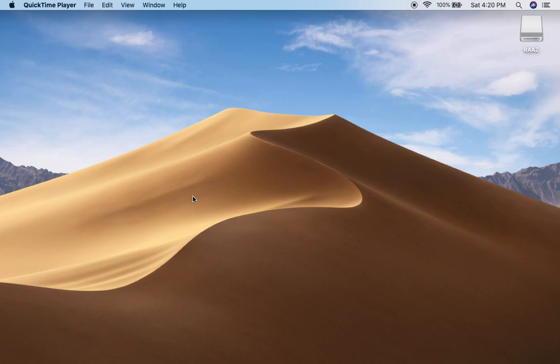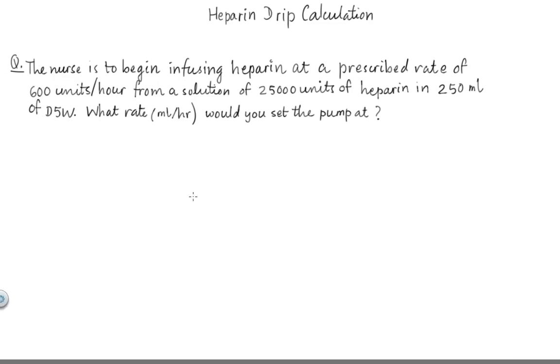So let's go ahead and solve a problem. Right here on the screen you can see a question. The question says the nurse is to begin infusing heparin at a prescribed rate of 600 units per hour from a solution of 25,000 units of heparin in 250 milliliter of D5W. What rate in milliliter per hour would you set the pump at?